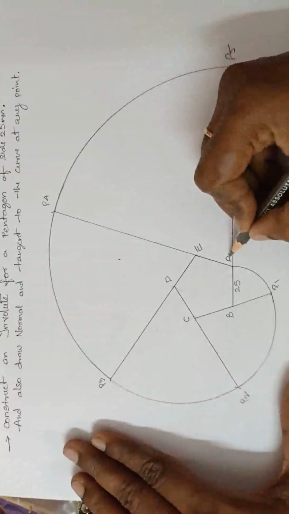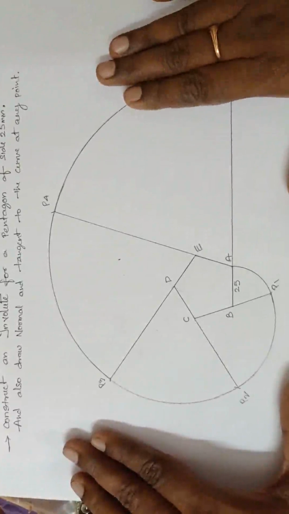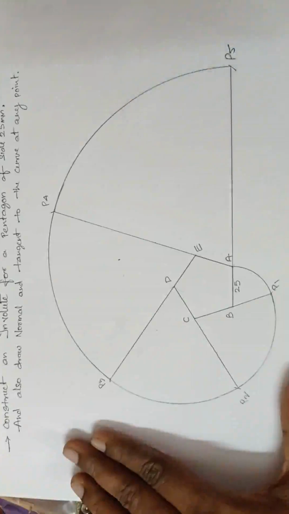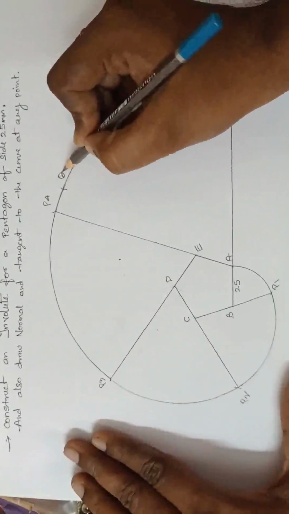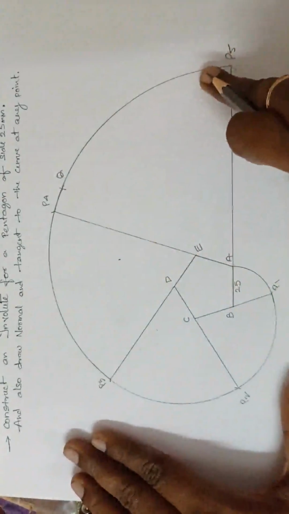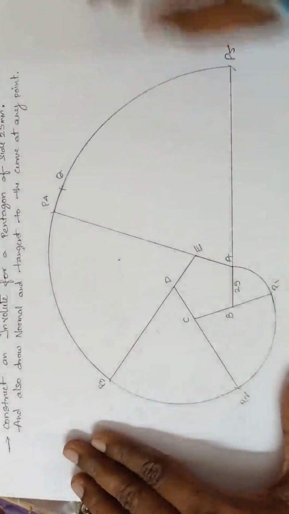Done. Over. Next, what to do? I have to draw normal and tangent to the curve. Mark any point Q somewhere on the curve. That is the involute we have got. Yes, I am marking Q somewhere. Now what to do? Find out the center for this pentagon.